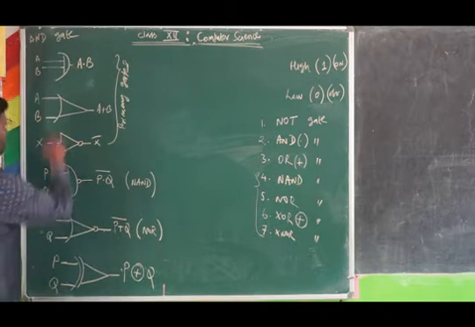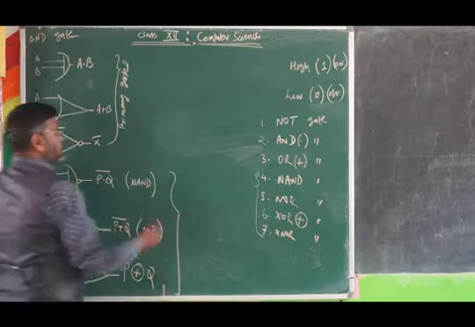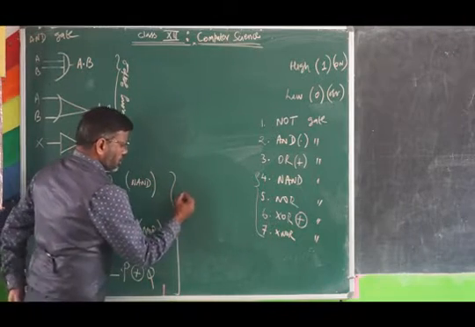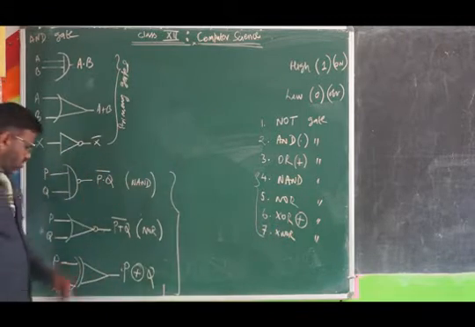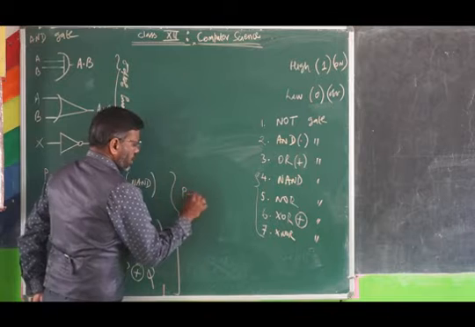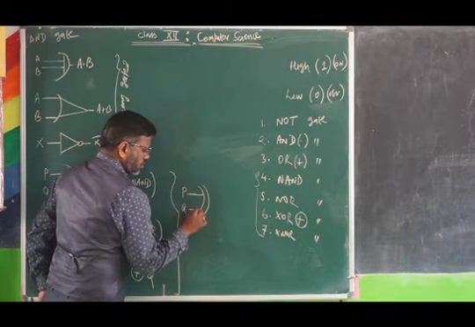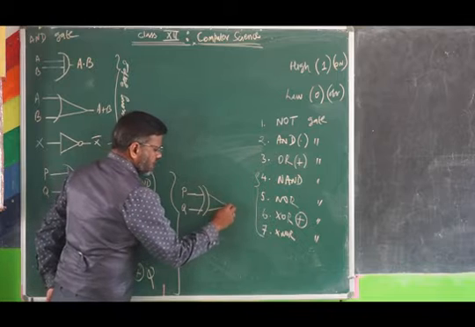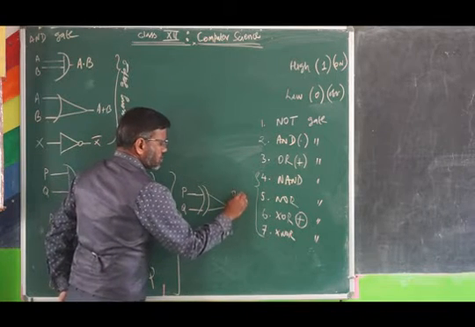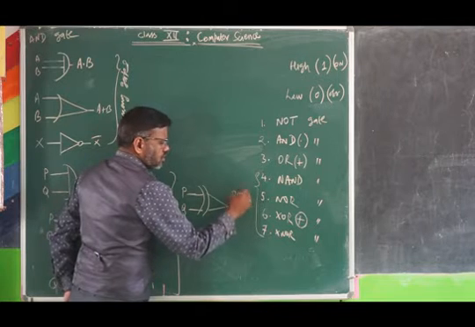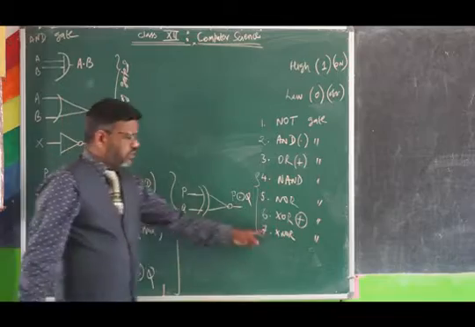And the last, the seventh gate. Here are the three gates which are primary gates, and these are called the secondary gates, including this. The fourth one is called the XNOR gate, the inverted XOR gate. It's known as the XNOR gate. Here, the XNOR gate is denoted as a dot inside a circle. This we know as the XNOR gate.